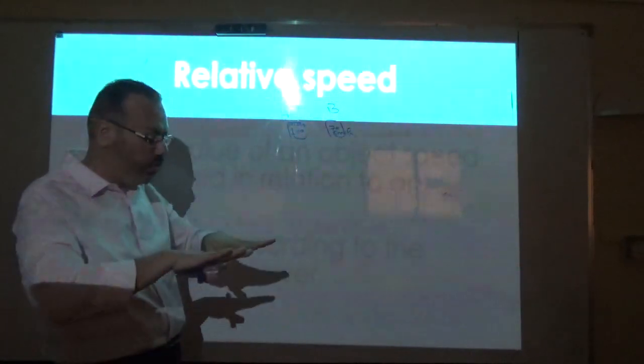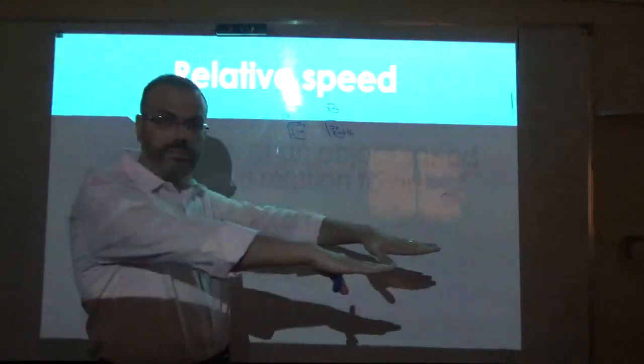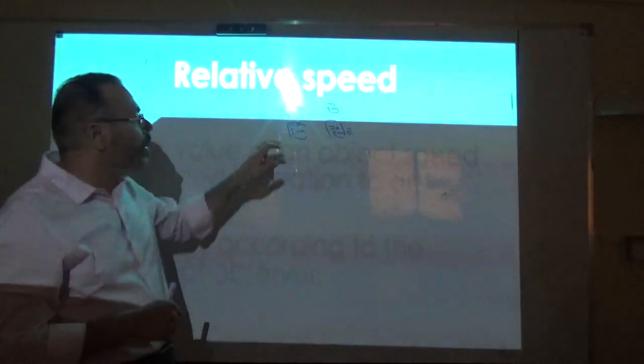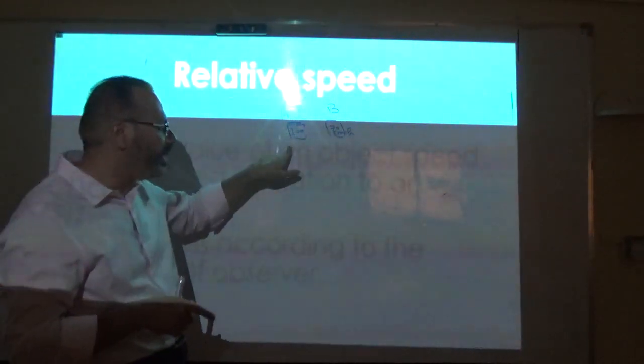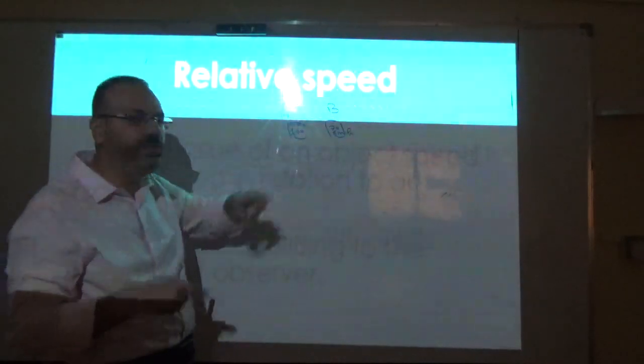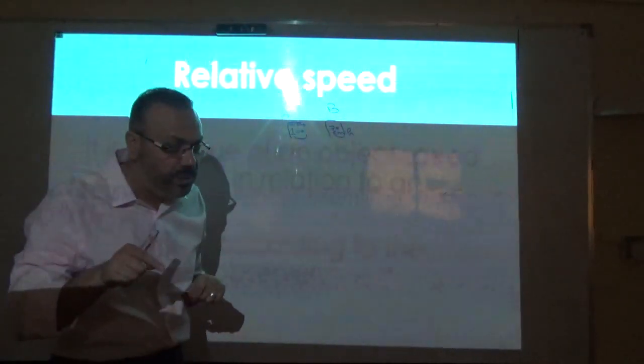Here, the two cars are moving. So if you say that the person in car A can see the speed of car B as 70 kilometers per hour, it's wrong.